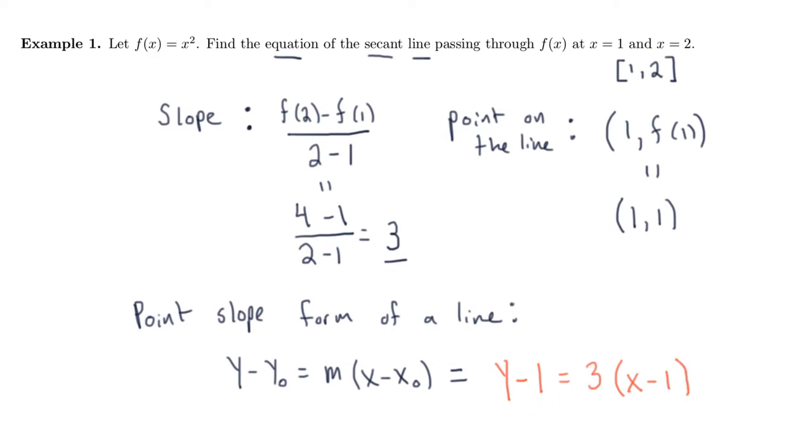And I can actually simplify this out. So if I write it in slope-intercept form, I get y is equal to 3x minus 2. So this is my equation of the secant line passing through the curve, or the graph, of f of x at x equals 1 and x equals 2. And on the next slide, I'm actually going to show you a graph of the function along with the secant line.